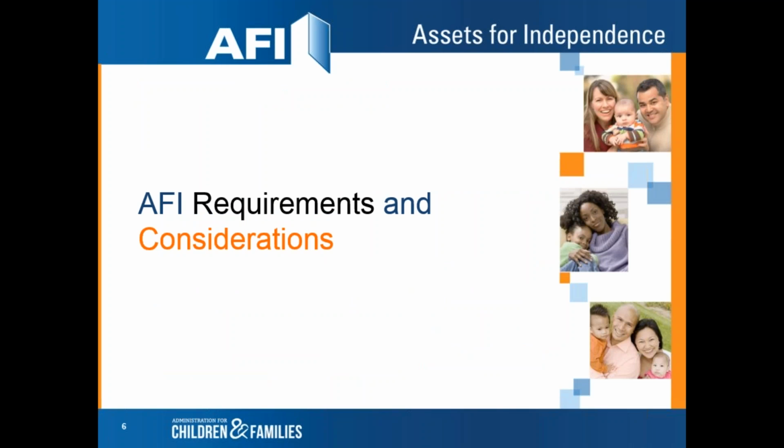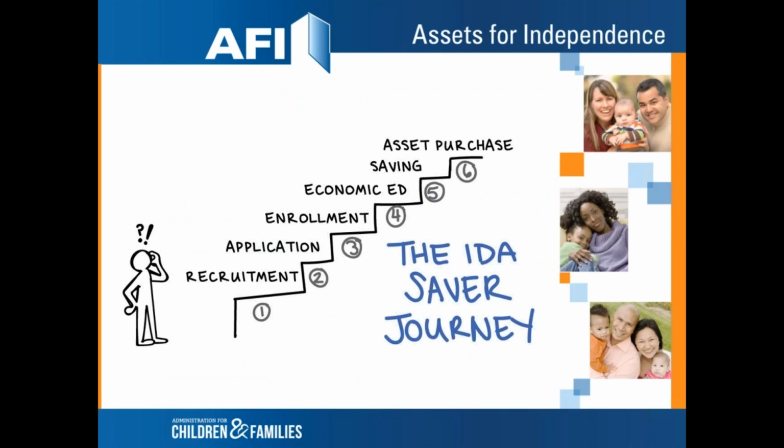First, we'll detail the AFI requirements that all grantees must follow and practical considerations to think about while following these requirements. This illustration depicts the typical stages a participant completes during his or her IDA journey. Although not all AFI IDA projects follow the exact course of steps laid out in the image on your screen, the 6 stages in a common AFI IDA project are recruitment, application, enrollment, economic education, saving, and asset purchase. It may be helpful to think about your project design in terms of all the steps an IDA participant takes. In this webinar, we will focus on the requirements AFI has for grantees for the second 3 of these stages: economic education, savings, and asset purchase.